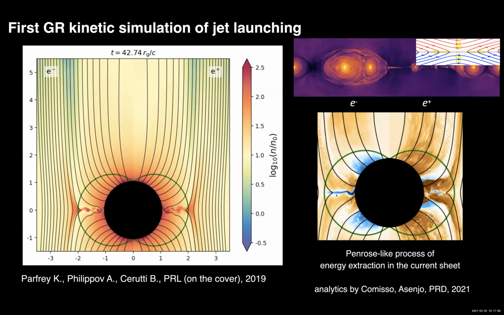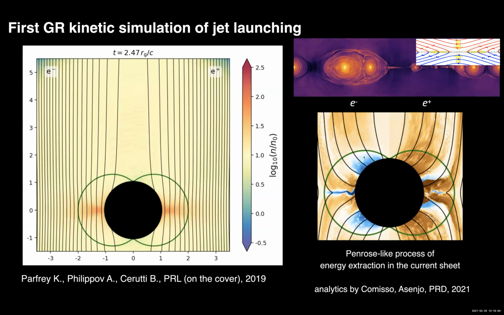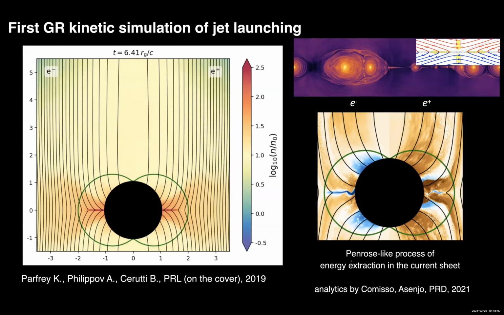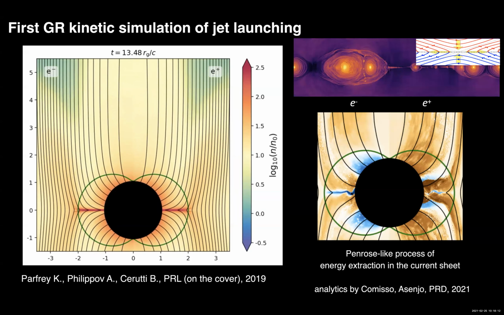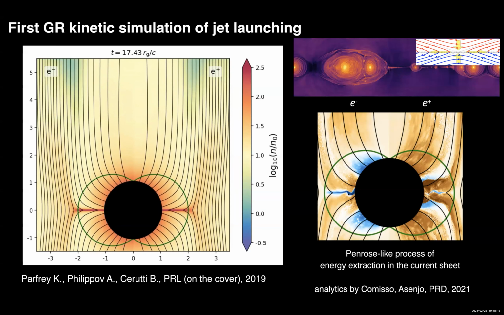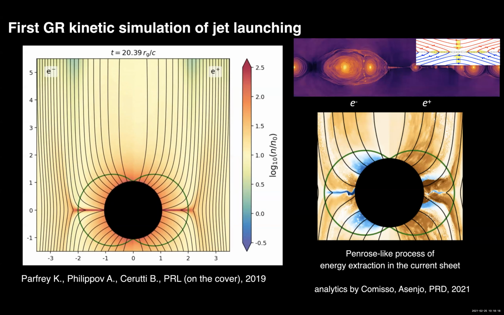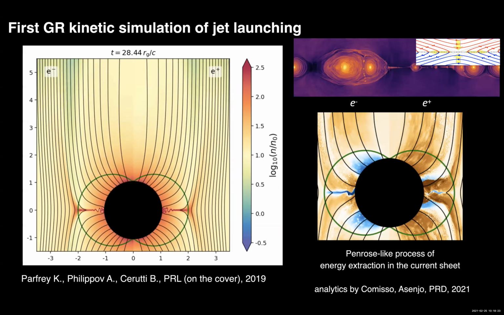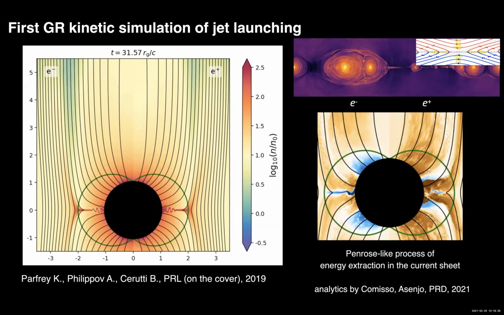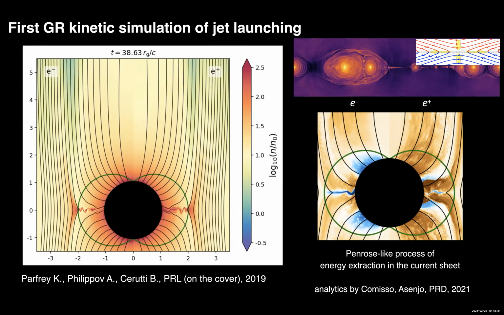But for now, I'm just going to tell you that reconnection inside the current sheet brings a new form of energy extraction from the black hole. On top of the Poynting flux on the open field lines, you can start having what we call a Penrose-like process of energy extraction. And this works because there is an electric field inside the current sheet that works as a Penrose agent. You have an electron-positron pair, which this electric field basically splits, sending the electron one way and the positron the other way. And one of them gets into a trajectory which has a negative energy as seen by an observer at infinity. This particle then falls into the black hole, and the other particle, which has larger energy, escapes.